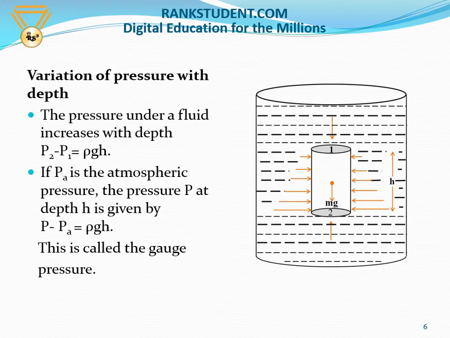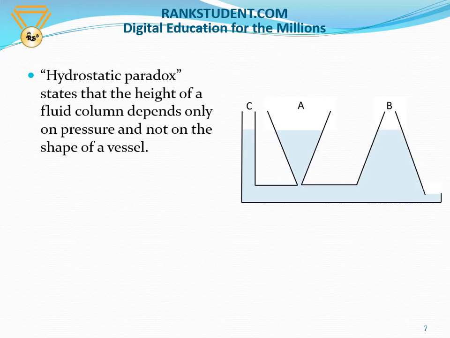The pressure under a fluid increases with depth. P2 minus P1 equals rho g h, where rho is the density of the fluid, g is gravity, and h is the height. If P sub A is the atmospheric pressure, the pressure P at depth h is given by P minus P sub A equals rho g h. This is called the gauge pressure.